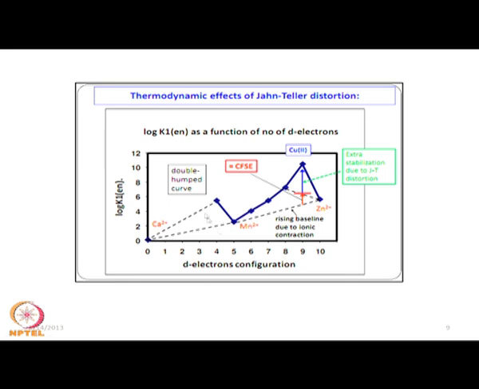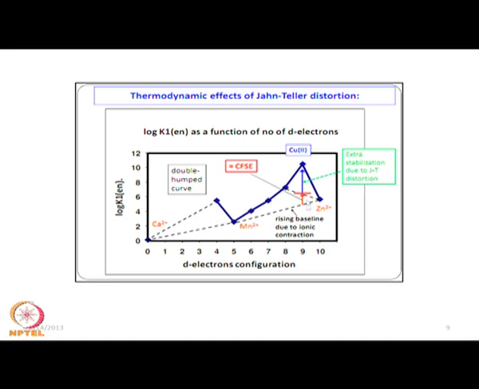Here, log K1 for en is a function of the number of d electrons. So, the binding constant for one ethylenediamine binding can be monitored depending upon the number of d electrons present. As we move from calcium to manganese to zinc, it is rising, and the rising baseline is due to ionic contraction, because more protons and electrons are there. So, higher nuclear charge will lead to ionic contraction and smaller size, and we can have higher values for these log K1 values.